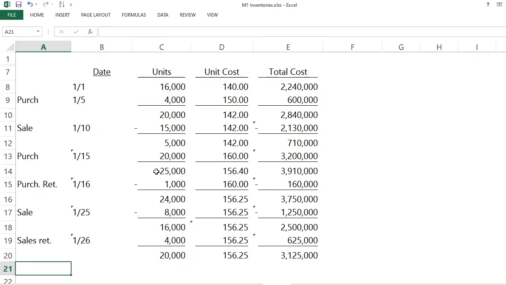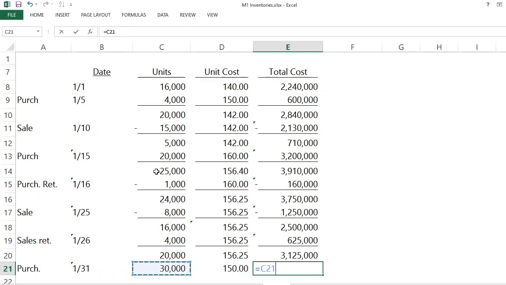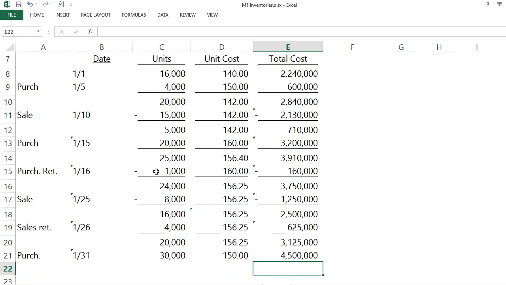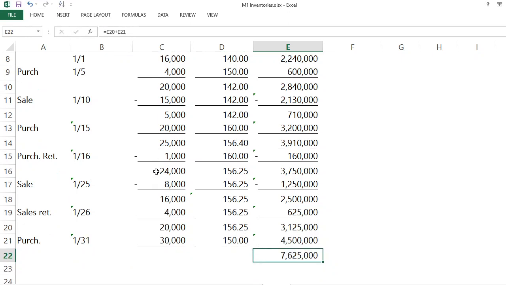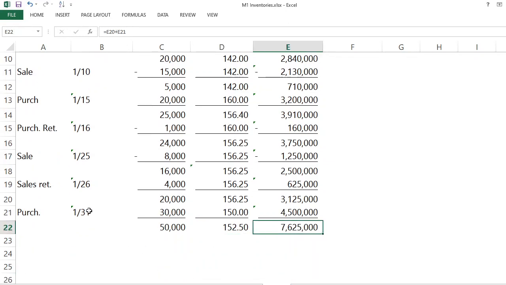And lastly, we purchased at the end of the month 30,000 of 150 pesos each, and that is 4.5. Ayan, hapit na gid ta sa moment of truth. That is 7,625 for 50,000. Therefore, our new unit cost is 152.5. So, ang tinatanong natin is ang cost at the end of the month. So, ito po yun, 7,625.